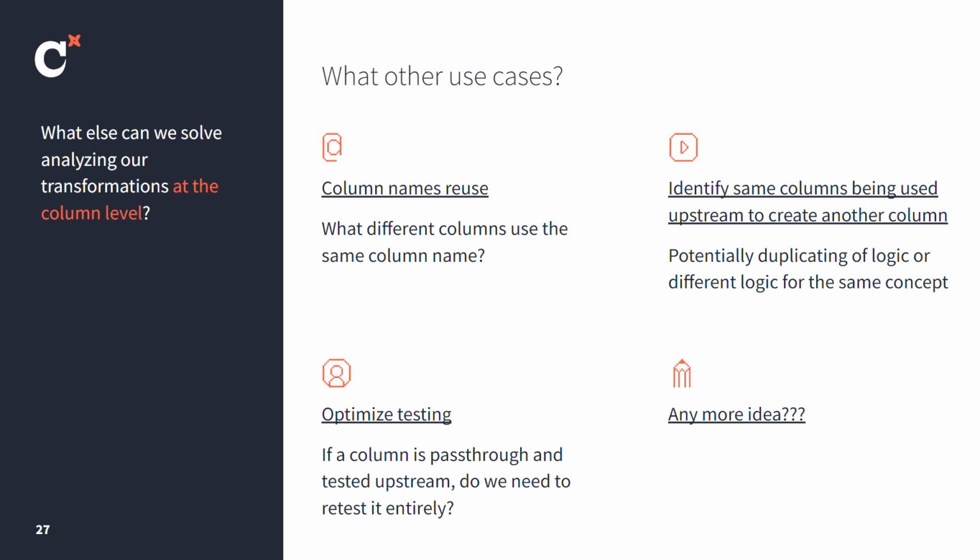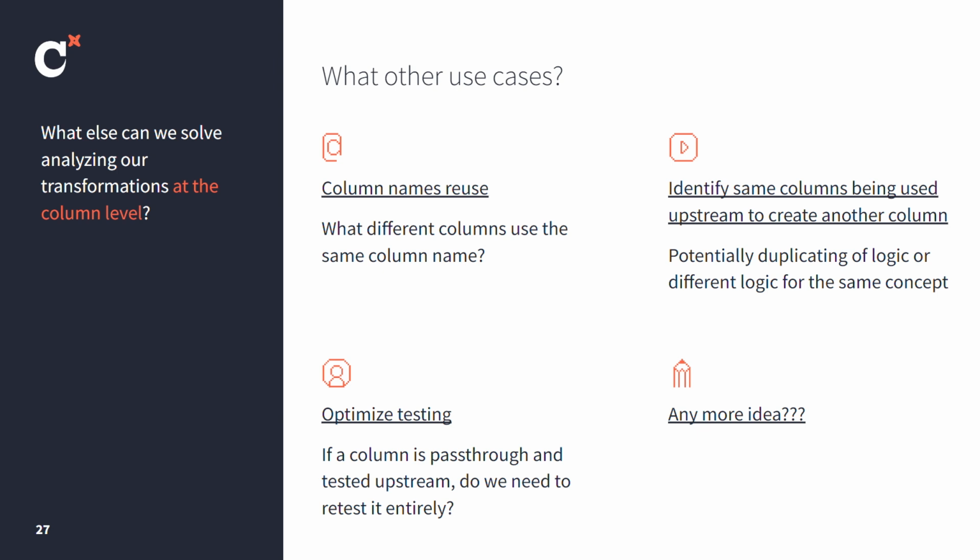What does it mean? Well, maybe we are doing the same transformation many times in different models. Maybe we are using the same case-when logic or the same Coalesce logic in different models. And this is likely a bad idea. We don't want to have logic multiple times to perform the same thing, because that's where we get different results.